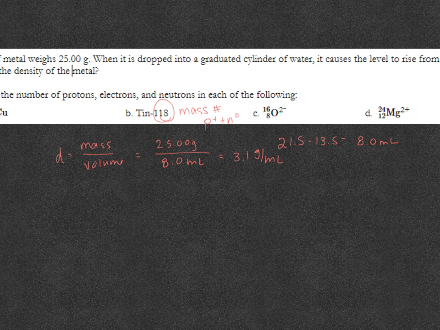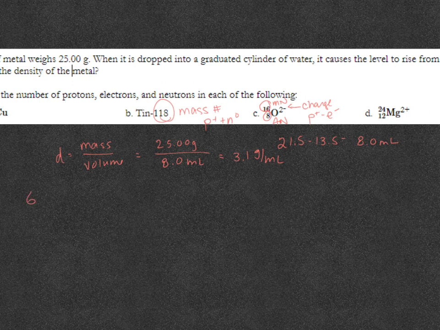In the nuclear symbol, all the information is given to you. The top number is the mass number, which is protons plus neutrons. The bottom number is the atomic number, which you can also get from the periodic table. That's the number of protons. And then the top right number is the charge, which is protons minus electrons.